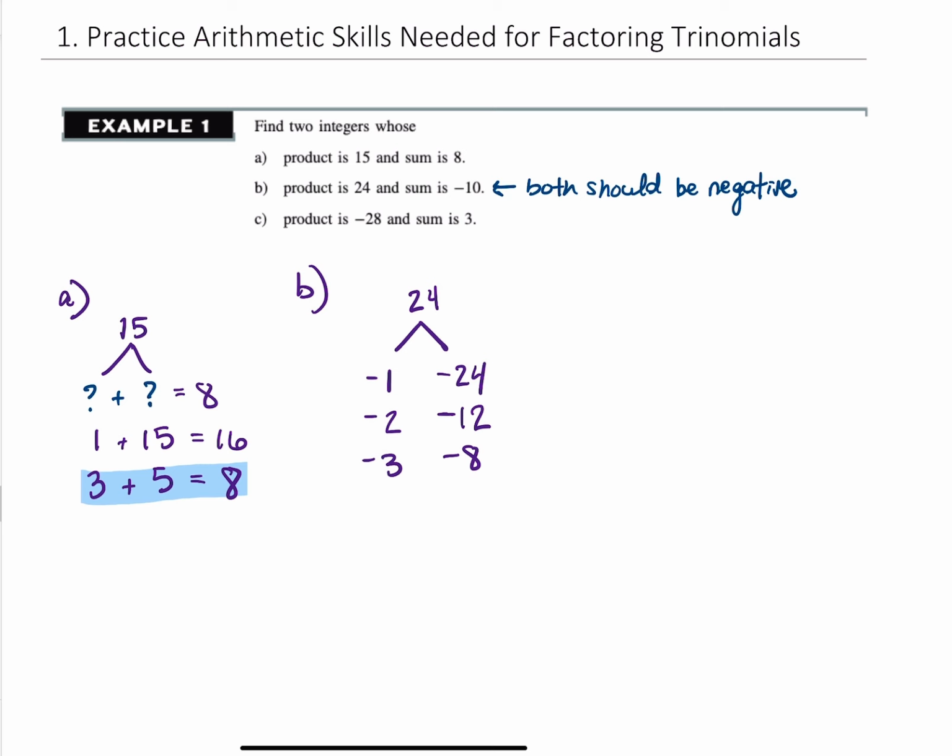So how about 4 and 6? Negative 4, negative 6. Add those together and we get our negative 10. So the two numbers we're looking for are negative 4 and negative 6.